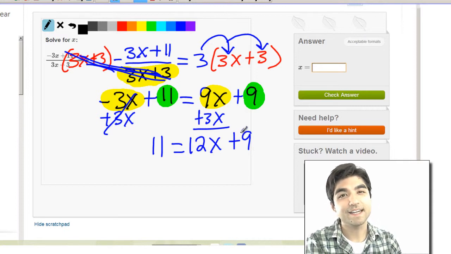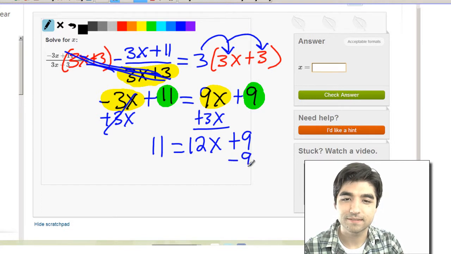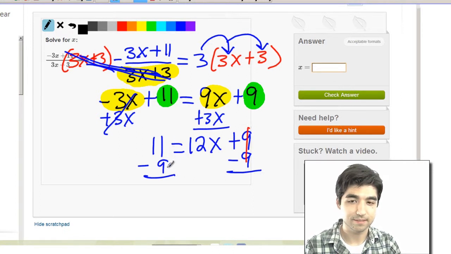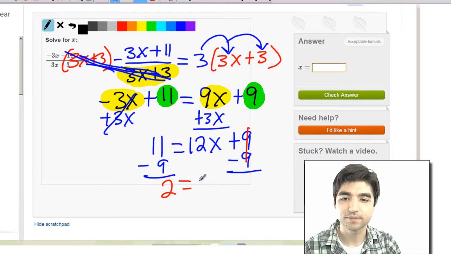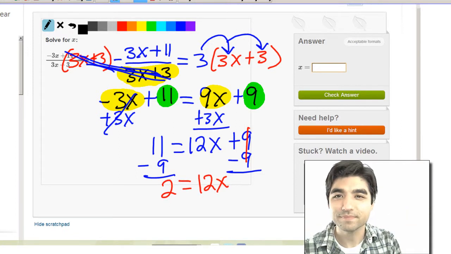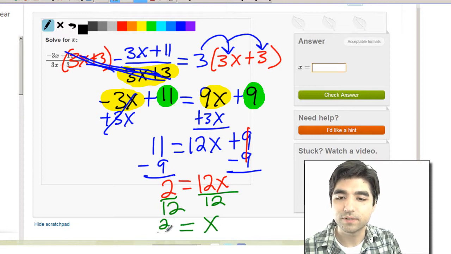Okay, now we need to get this 9 over to the left-hand side. So I'm going to do minus 9 and minus 9. So the 9's cancel out on this side, and then 11 minus 9 is 2, equals 12x. Last step. So now we need to divide by 12, and we have x equals 2 over 12.